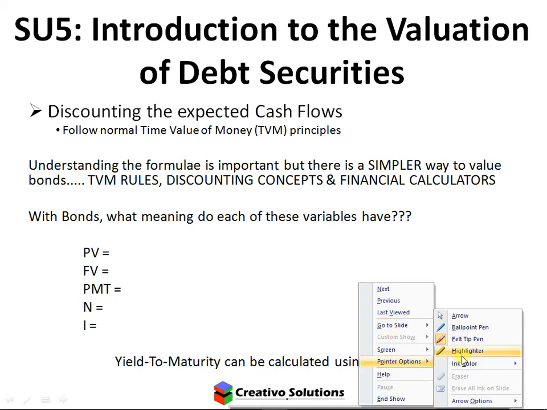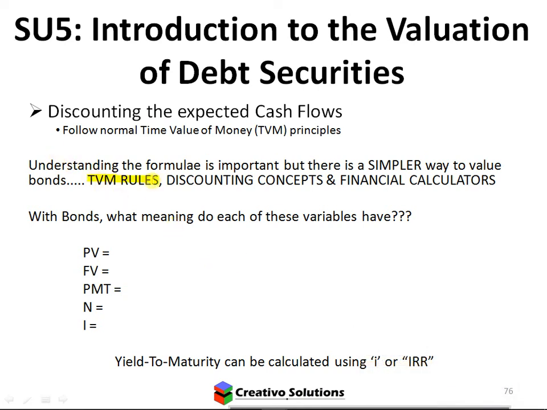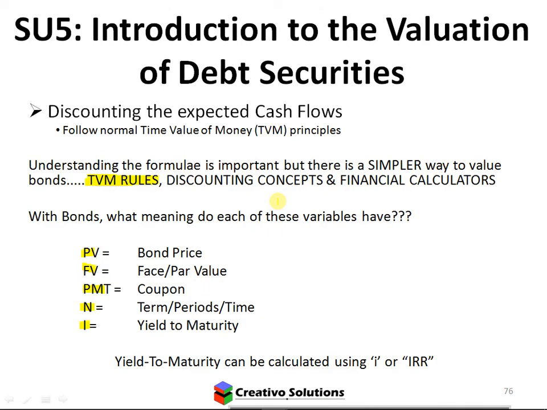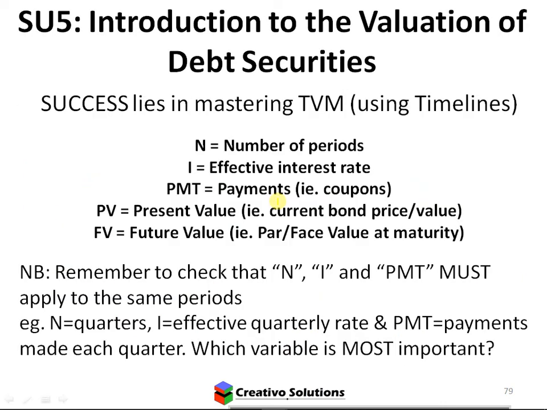Tell me what you know already based on your previous studies. What do each of these represent for a bond? Present value is what you'll need to invest now, which is the bond price. Future value is your par value. Payments are your coupons. N is your number of years, and I is your yield to maturity. Correct. I've put it up here, and you've got a slide about it if you want to write it down.